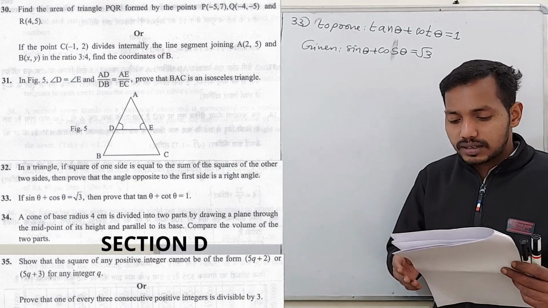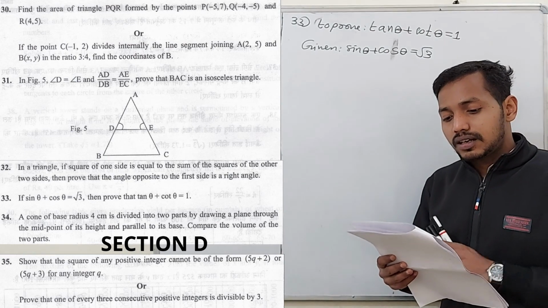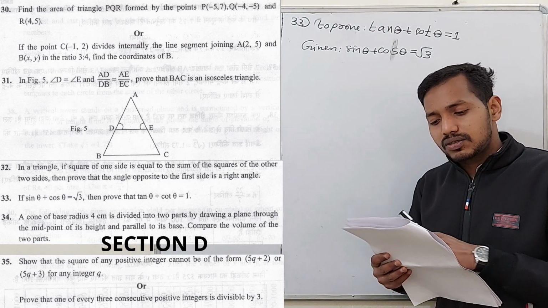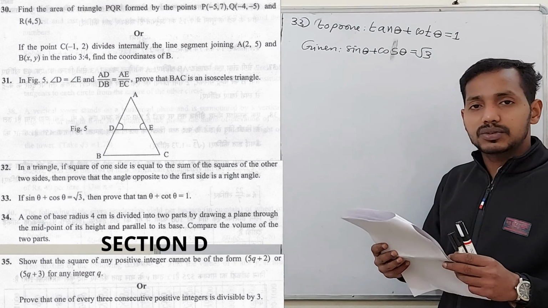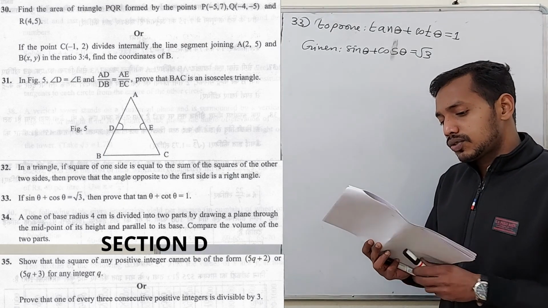But that theorem is not deleted. There will be some questions based on that theorem, but it is asking that in a triangle, if the square of one side is equal to something, you have to prove that theorem 6.9, but that is deleted. Now come to question number 33.